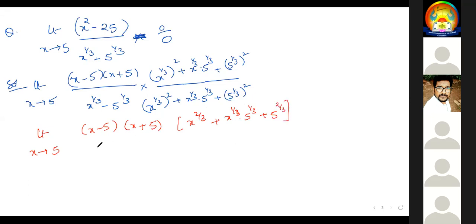Sir, 10 into the answer. Okay, let me complete the question. And this entire thing can be x power 1 by 3 whole cube minus 5 power 1 by 3 whole cube.